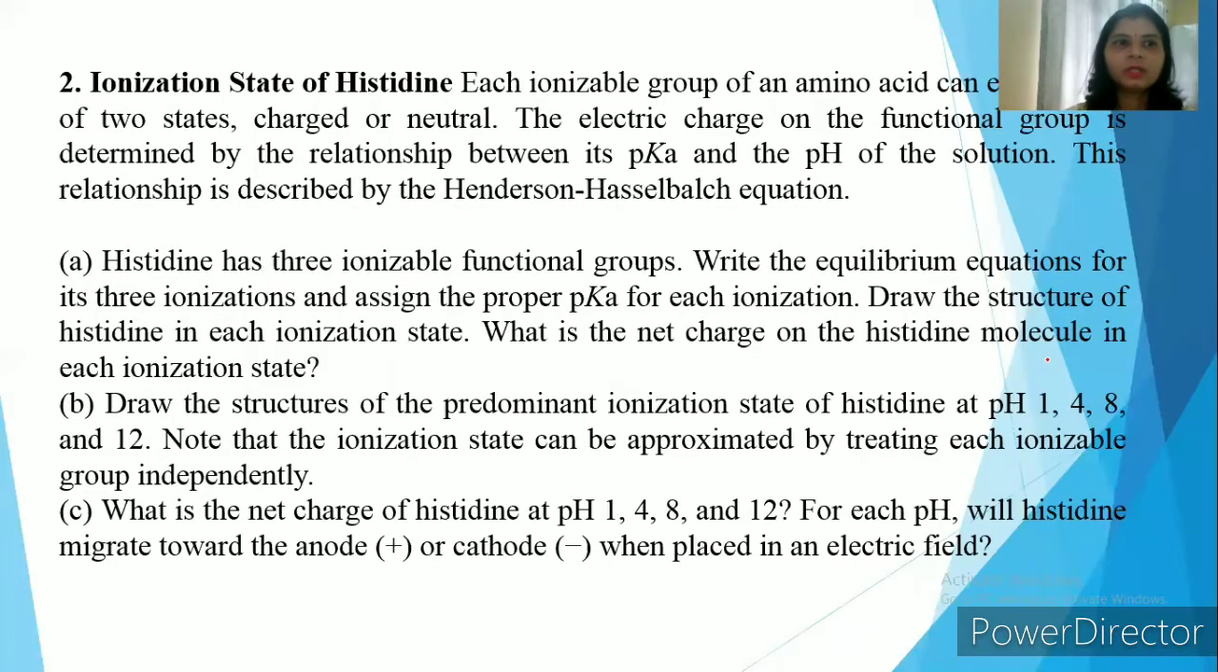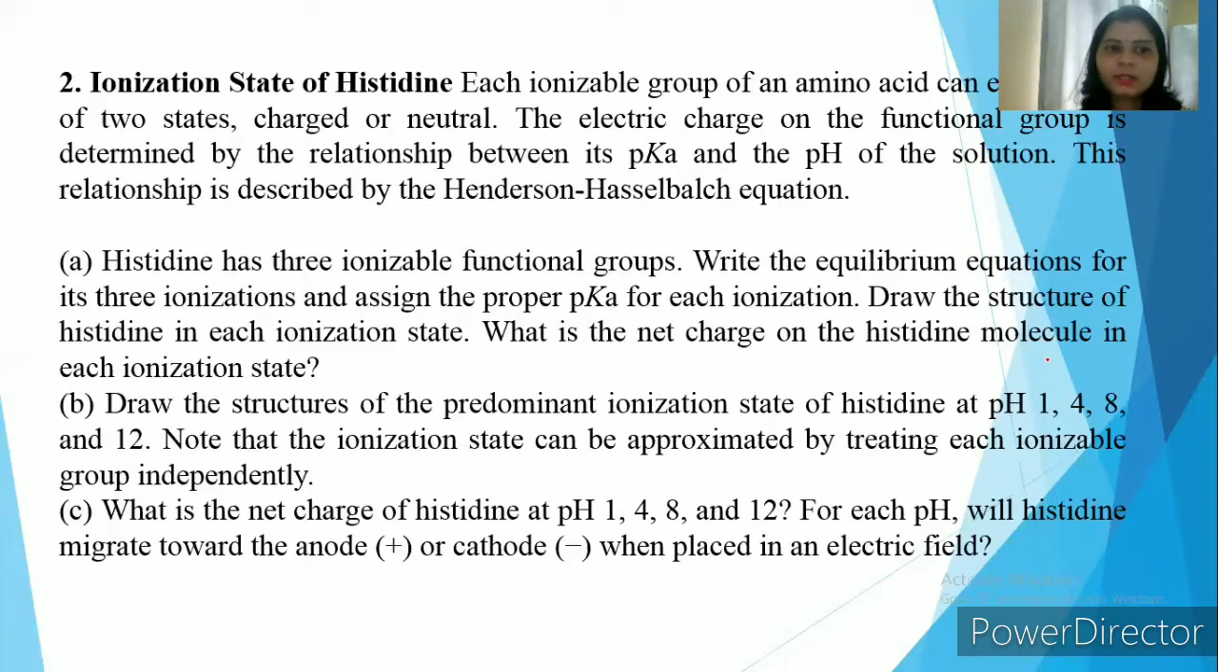The next question: ionization state of histidine. Each ionizable group of an amino acid exists in 1 of 2 states, charged or neutral. The electric charge on the functional group is determined by the relationship between its pK and the pH of the solution. This relationship is described by the Henderson-Hasselbalch equation.